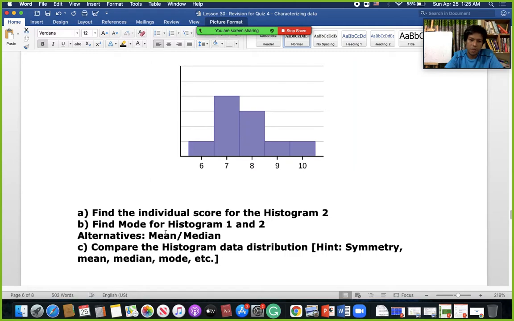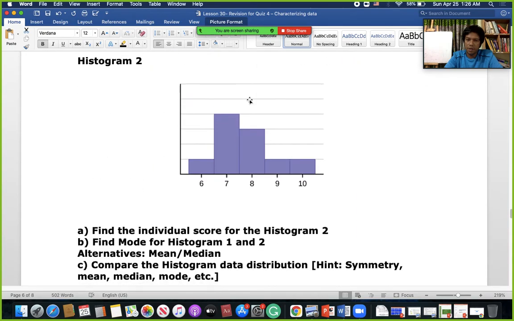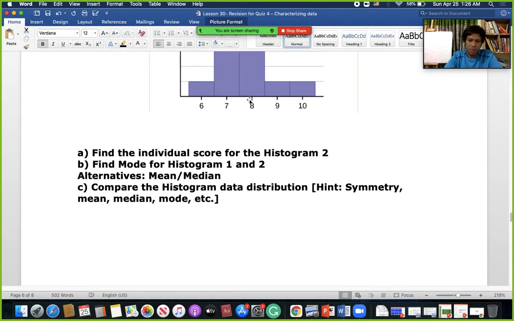Individual scores. Find out the mode for histogram 1 and 2. An alternative question can be like find out the mean from histogram 1 and 2, or the median from histogram 1 and 2. For all of them, you will need to find out just the data, or you can use the graph also, both ways. For example, the modal class we can easily see from the data. So this way it can help.